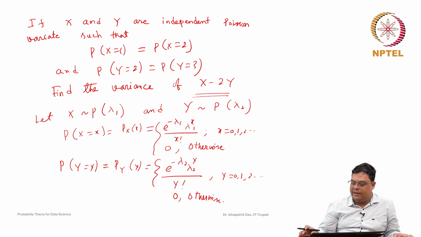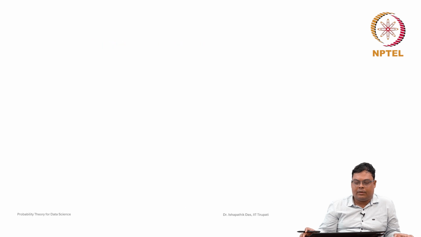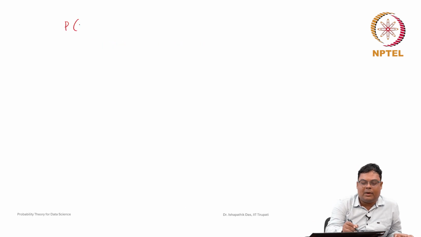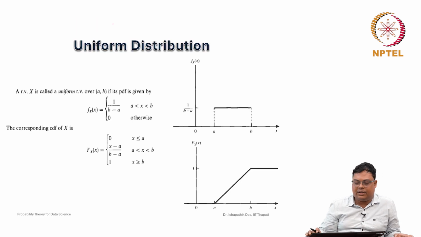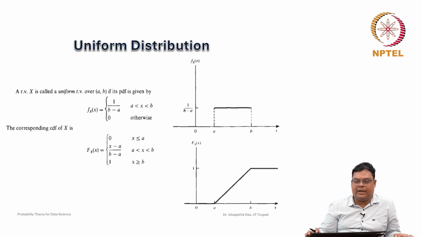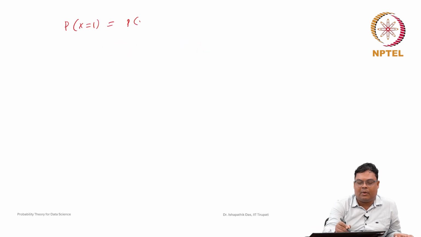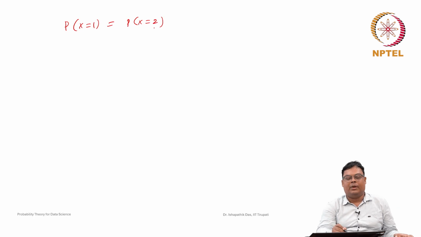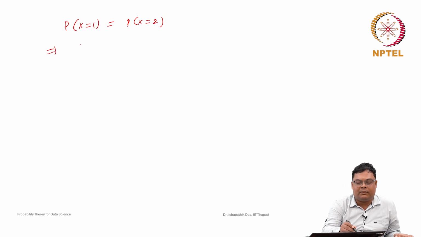Now, it is given that the probability that X is equal to 1 is equal to the probability that X is equal to 2. So, from the probability mass function we know that for X equal to 1, we put e to the power of minus lambda 1, lambda 1 to the power 1 by 1 factorial. This is equal to the probability that X equals 2, which is e to the power of minus lambda 1, lambda 1 square by 2 factorial.